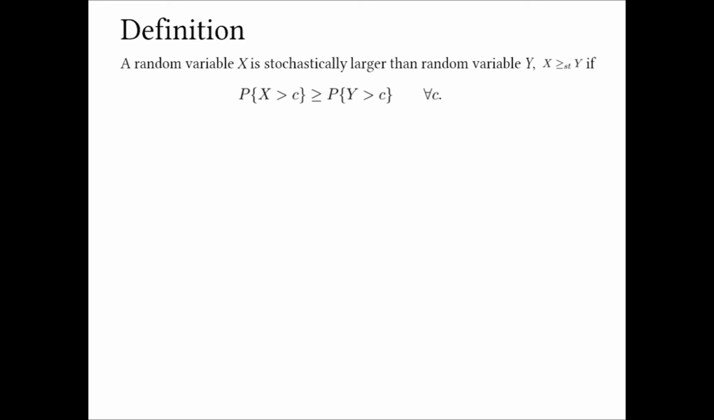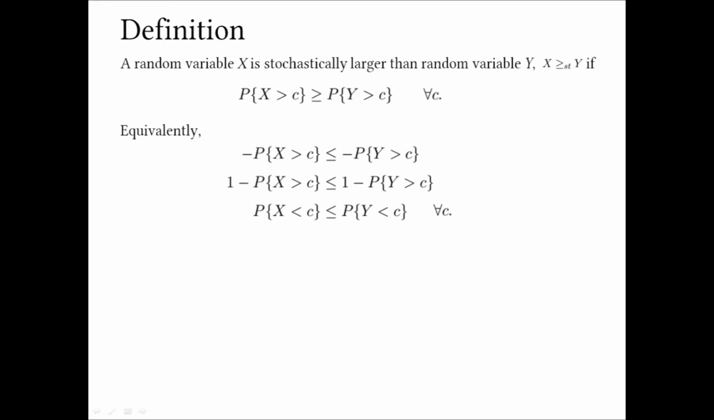A random variable x is stochastically larger than a random variable y if for any given c, the probability of x being larger than c is greater than or equal to the probability of y being larger than c. If we multiply both sides by -1 and add 1 to each side, then we can have an equivalent inequality for the same definition.